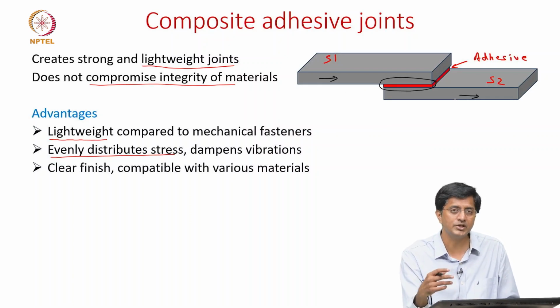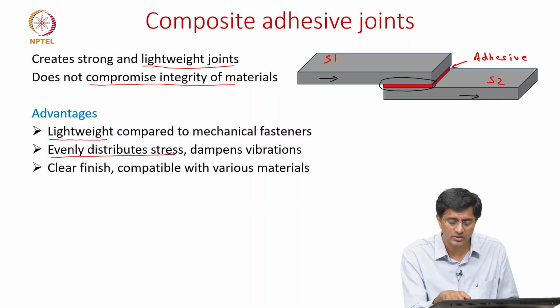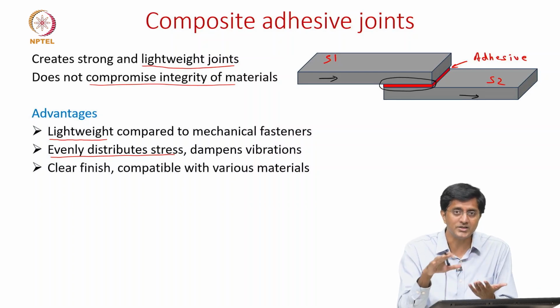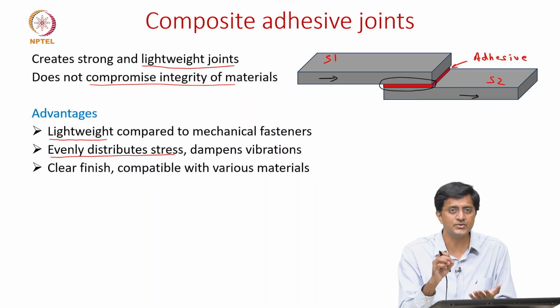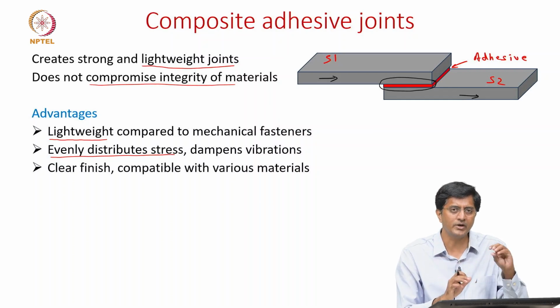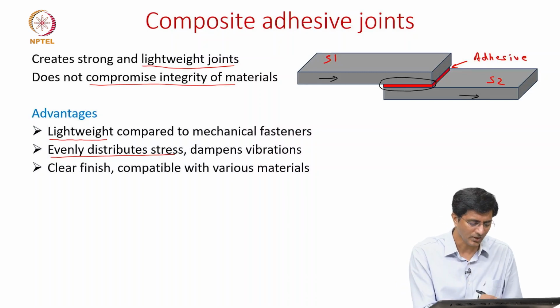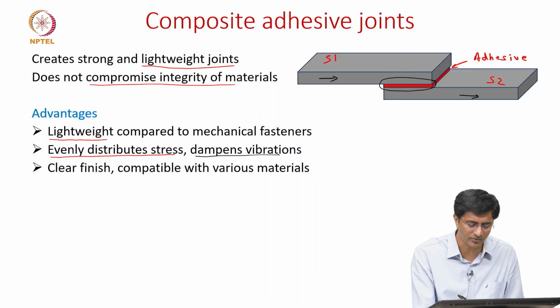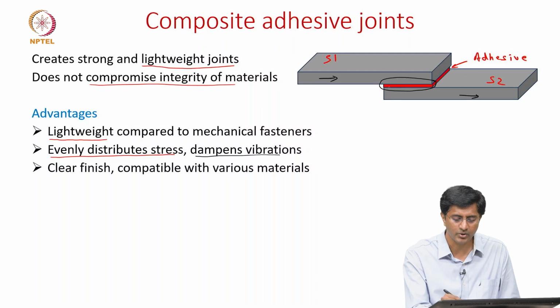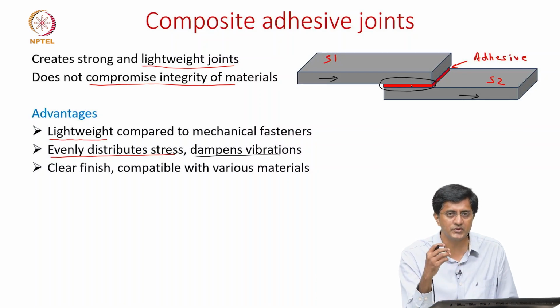Why is it important? Because since the load is distributed over a large area, the stresses in the adhesives are much lesser compared to the stresses in the bolts or the rivets. And it also helps to dampen the vibrations, because we are using polymeric materials which are relatively soft compared to composites or metals. They can dampen some of the vibrations.